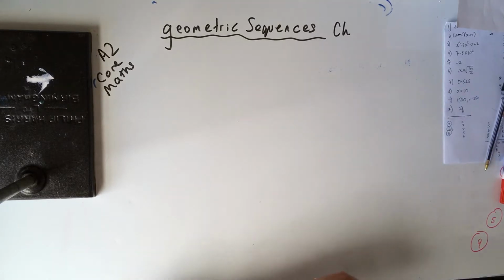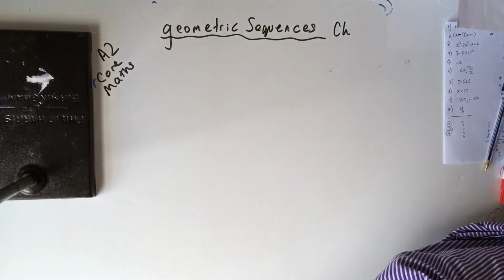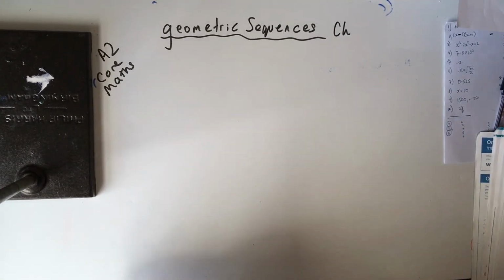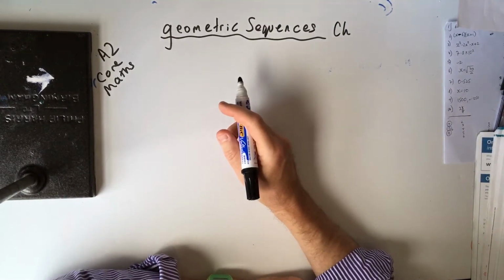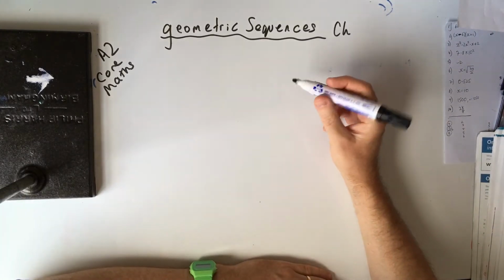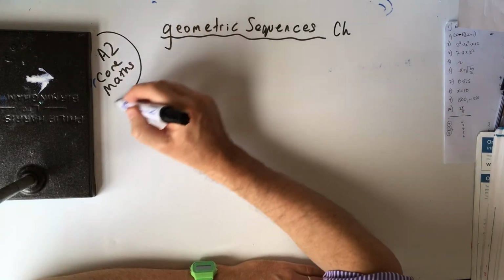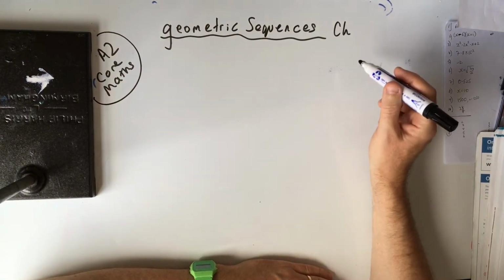So we, if you remember, I've got my book here. If you remember, we started geometric sequences this year, and then I abandoned it because I realised that you needed some of the logs that I hadn't done with you. So now that we've covered the logs, we can carry on with geometric sequences.